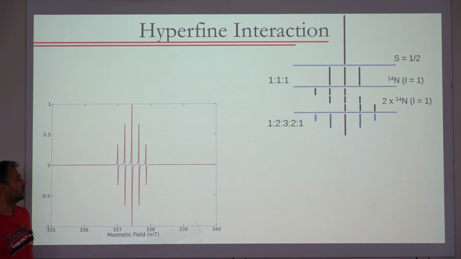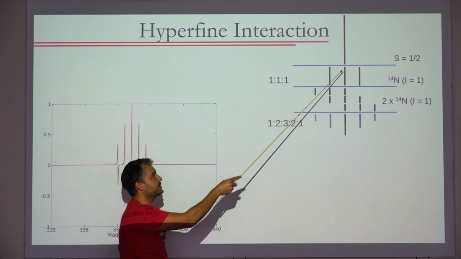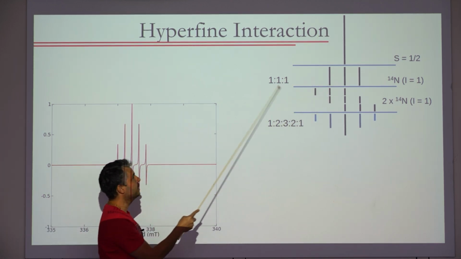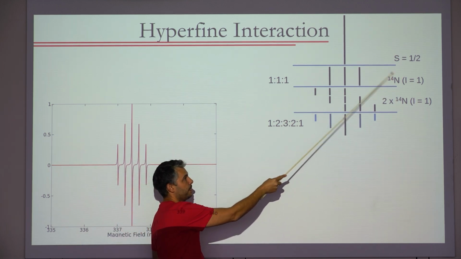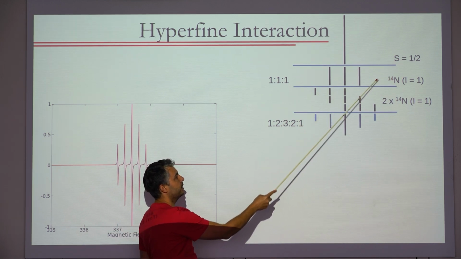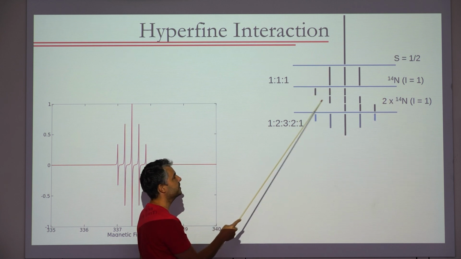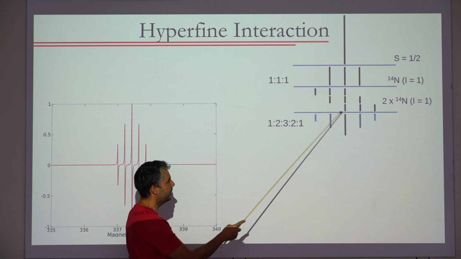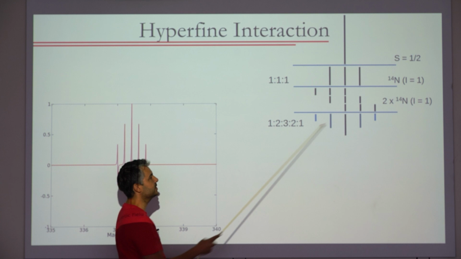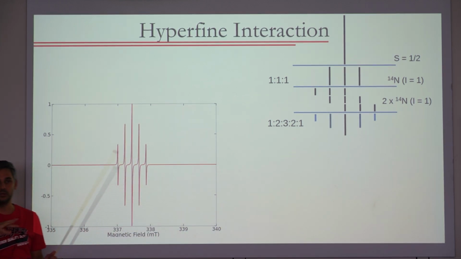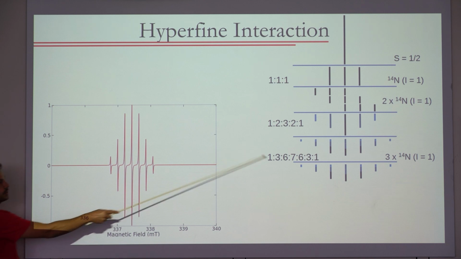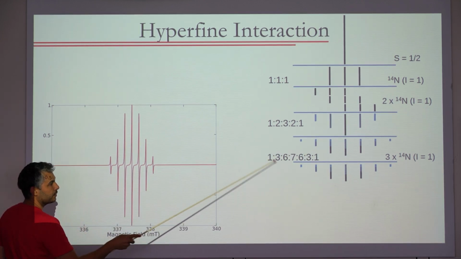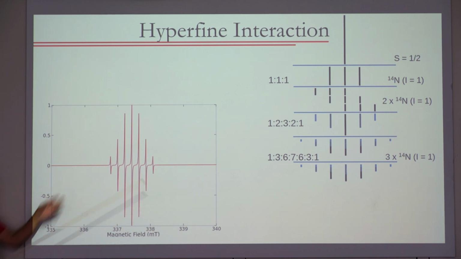So if you start with one possible transition in the absence of a nuclear spin, and you add one nucleus of 14 nitrogen, you split into 3. If you add a second one, you split each of these lines into 3. So I made the smaller segments, and you start adding them up, and then you get these 5 lines with this ratio of intensities. So that is the interaction of one electron with two 14N nuclei, and you get a simulation like this. If you add another 14N nucleus, then you further split each of the lines in 3, and you add them up, and you get this ratio, and this is more or less what it looks like.